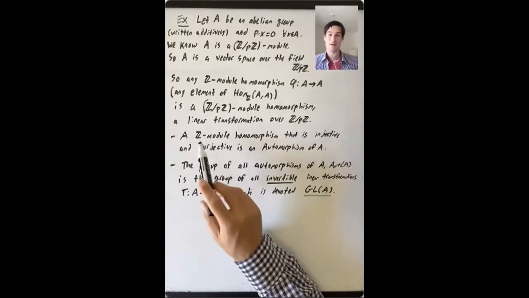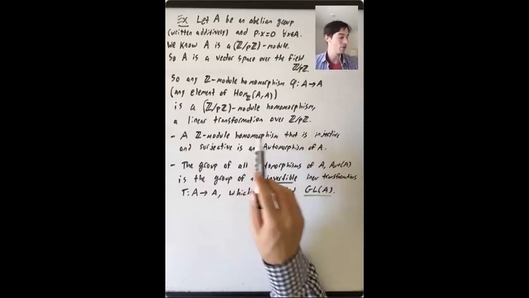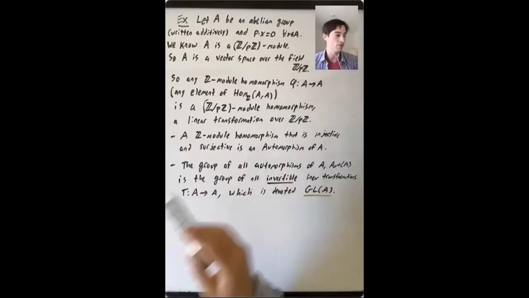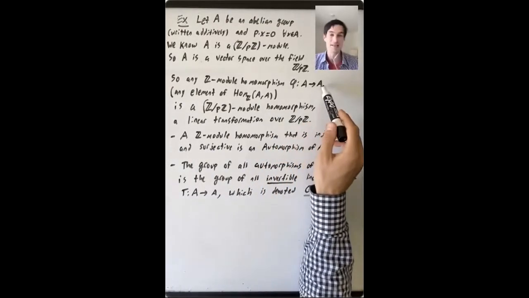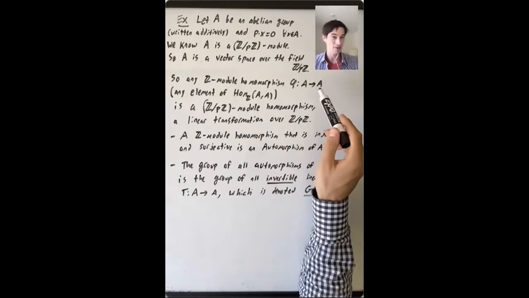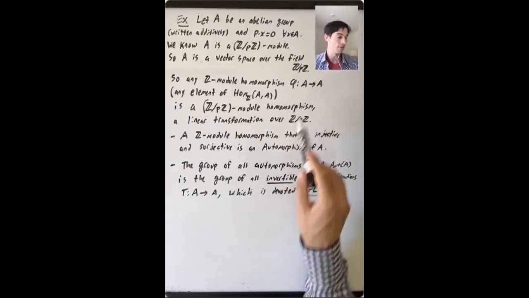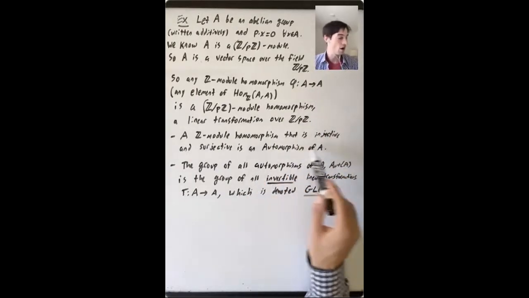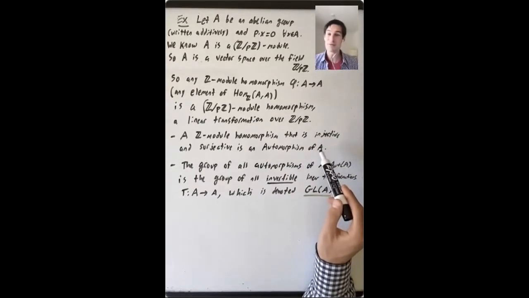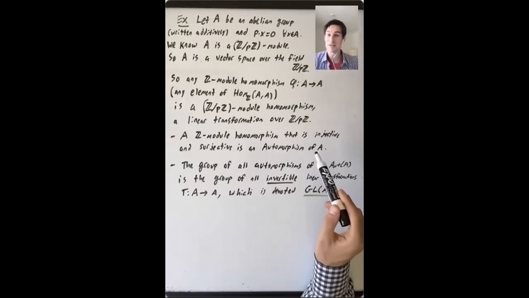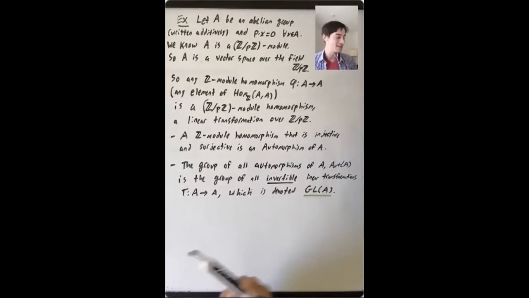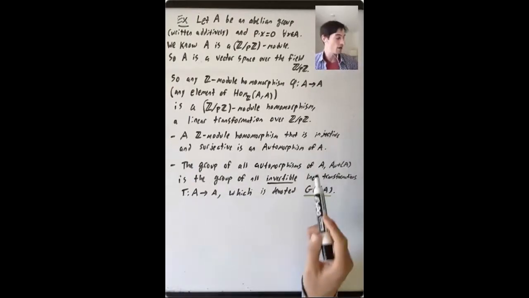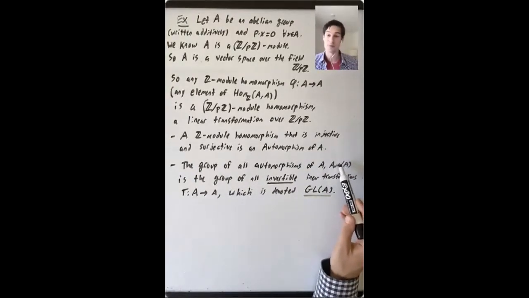So let's think for a second. A Z module homomorphism is just a homomorphism of abelian groups. So you have a group homomorphism from A to A. If that Z module homomorphism is injective and surjective, then it's an automorphism of A. And this is something we studied quite a lot in 206A. This was useful for classifying groups and things like that. And we saw that not only is the set of all automorphisms of A a set, but it has the structure of an abelian group.